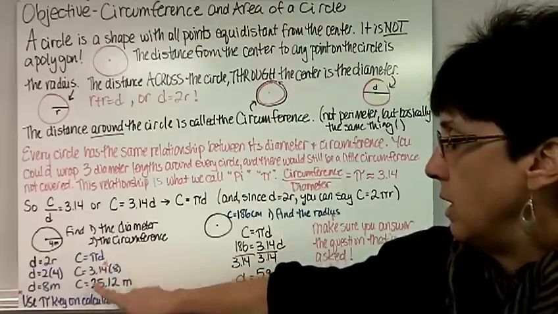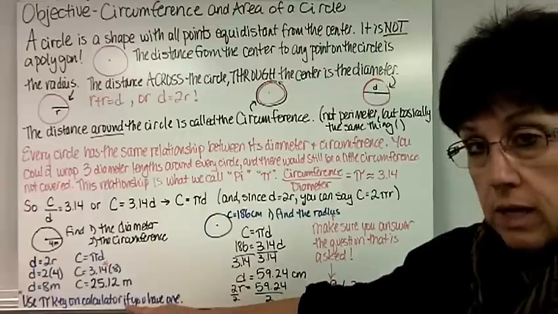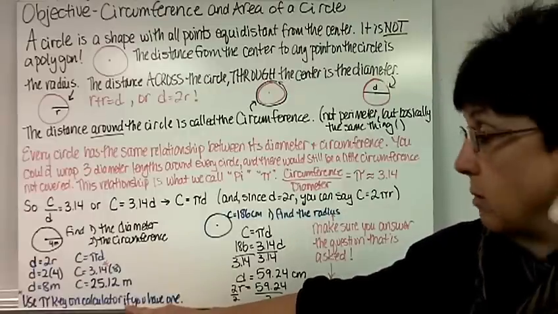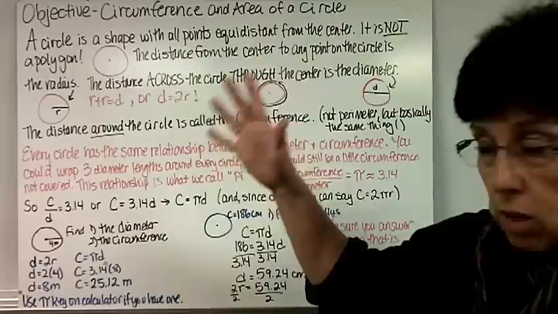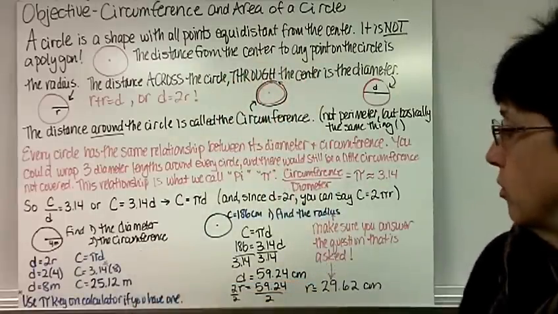Now if you have a pi key, use the pi key on your calculator to make it a little bit more accurate. When you use the pi key, your number will be a little bit bigger because you're multiplying by 3.14159265, and so on. Your calculator knows it longer than I do, okay? But if you don't have one, use 3.14.